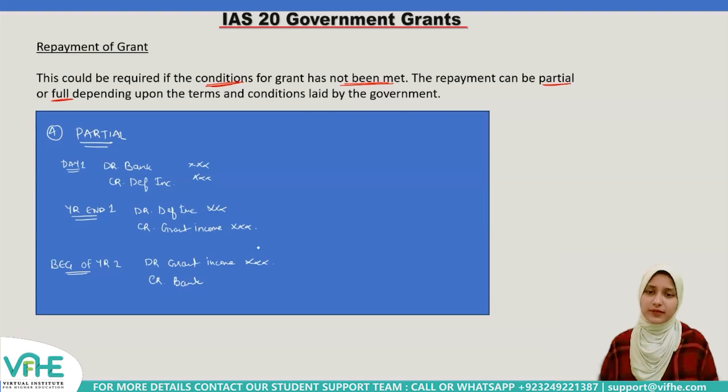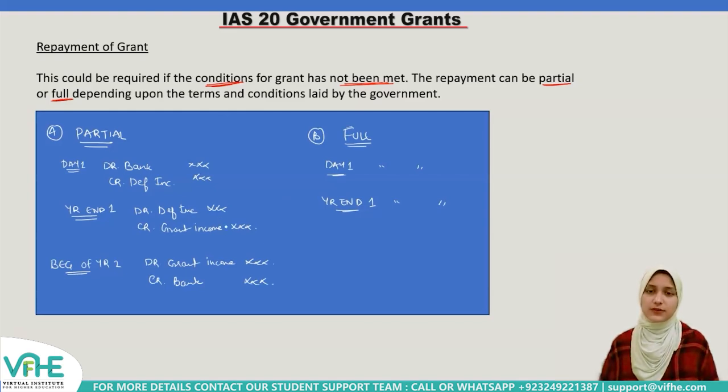So up to the remaining amount of grant income that you had as a liability, you will reverse it and repay it to the government. But in full repayment, what will happen is your day 1 journal entry is the same. That is debit bank and credit deferred income. Your year end 1 journal entry will also be the same. Whatever you deserve for year 1, that will be reversed as liability, and credit is grant income.